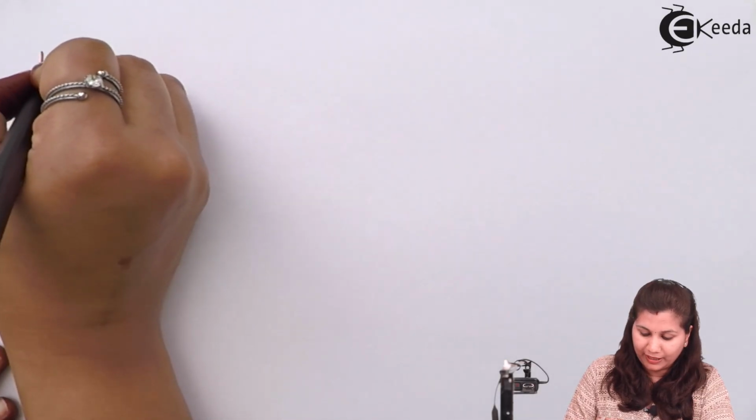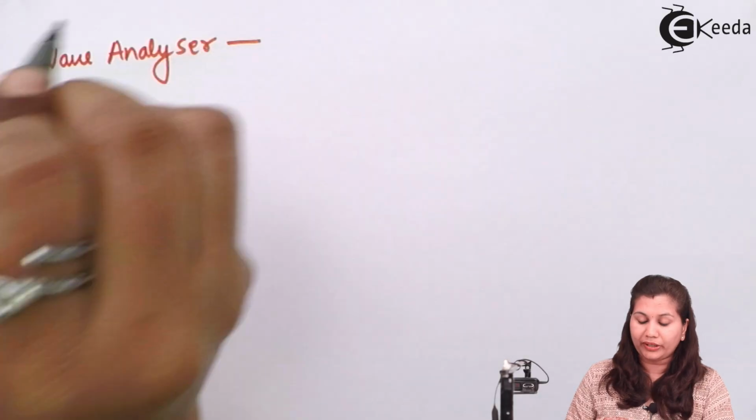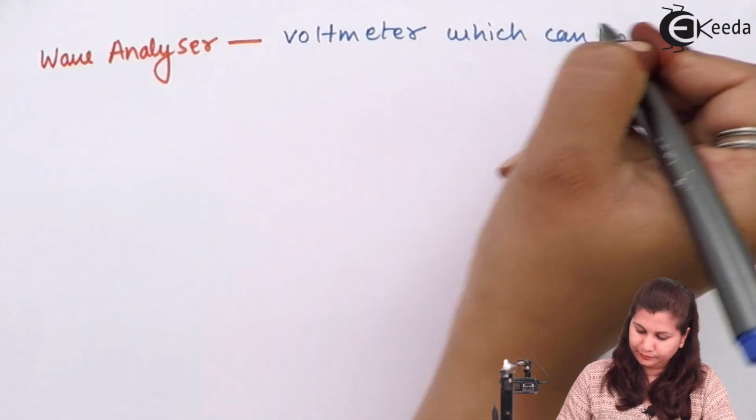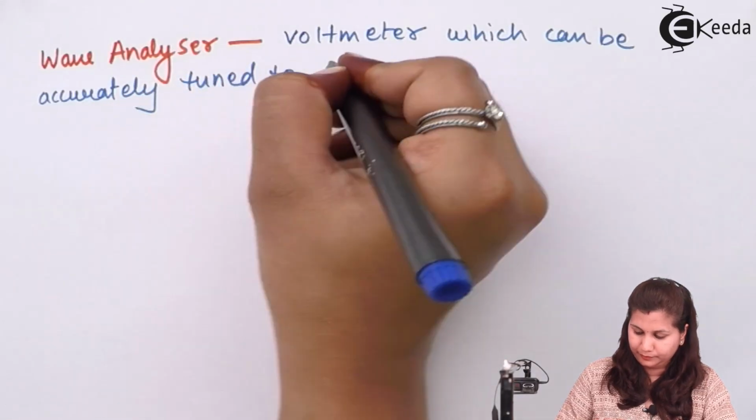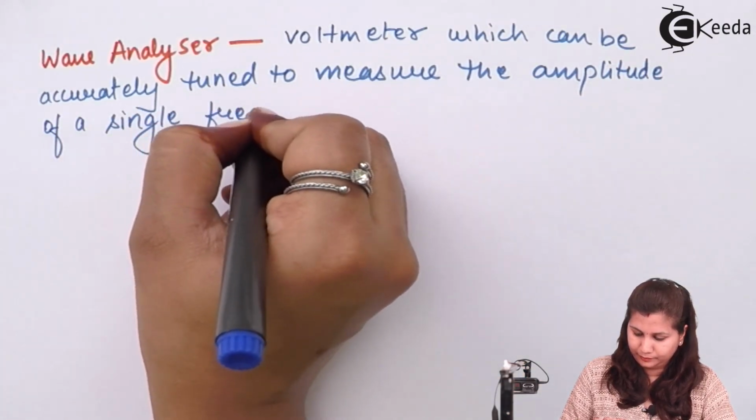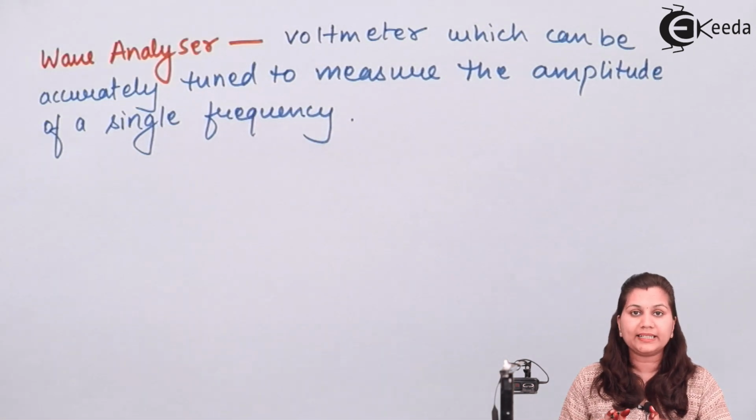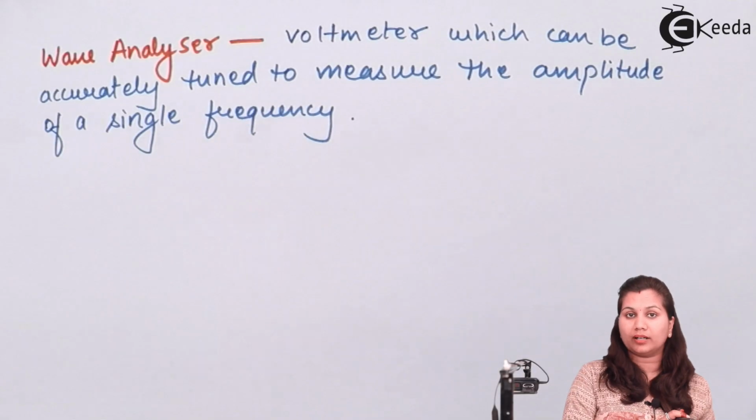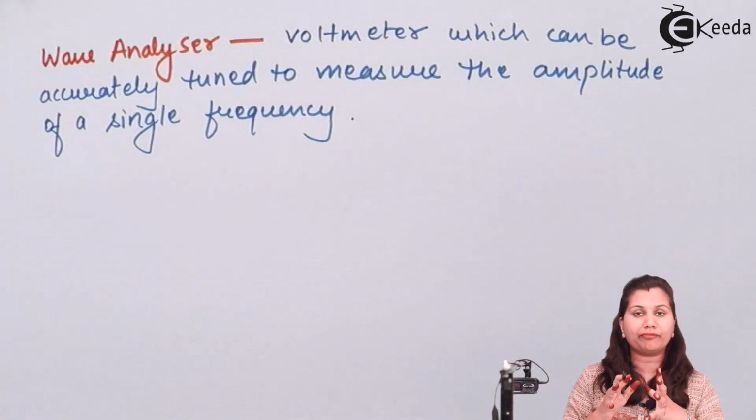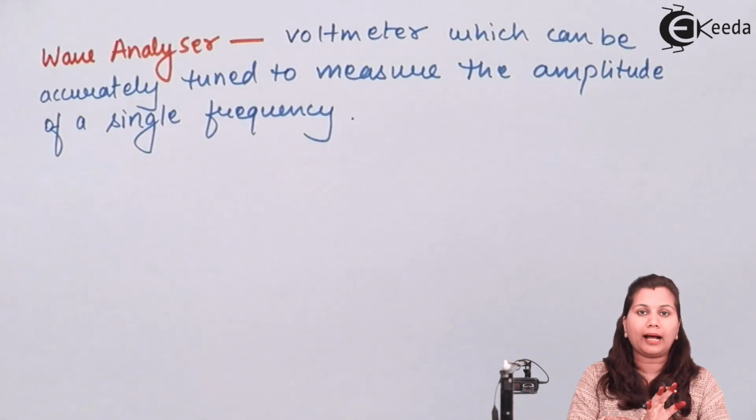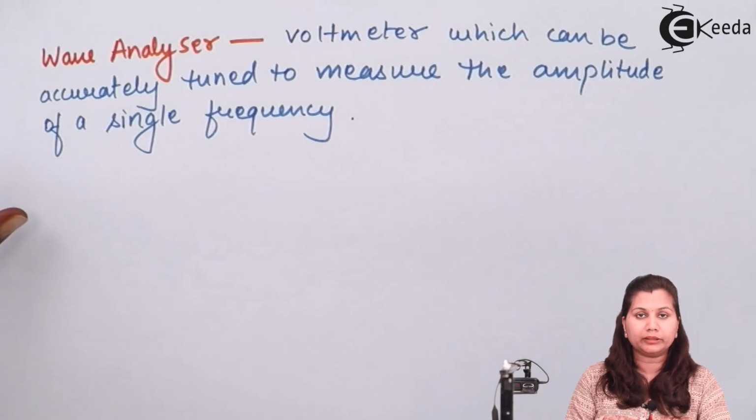Now if we talk about the wave analyzer, the wave analyzer is basically a type of voltmeter which can be accurately tuned to measure the amplitude of a single frequency. Now in the spectrum analyzer, over the entire spectrum of frequency, we are plotting the amplitude and frequency graph. Here in the wave analyzer, we are measuring the amplitude only at a particular frequency. So that is different from the spectrum analyzer.